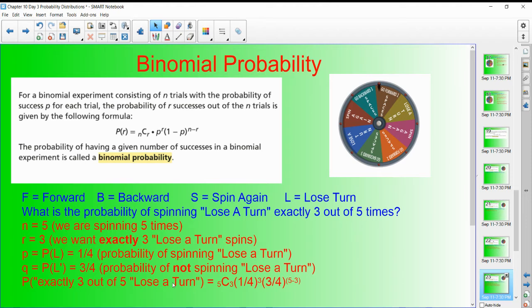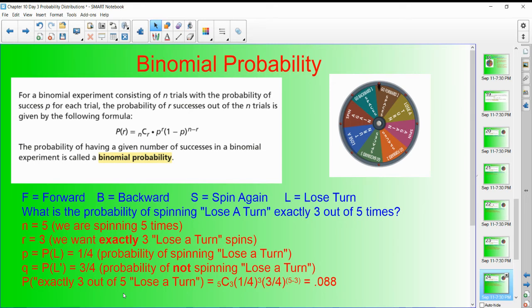And now we can utilize our formula. So 5C3, we have 5 spins and we want to choose 3 of them to be lose a turn. We want the lose a turn, which is 1/4, to happen 3 times, so 1/4 to the third power. And then we want 3/4 to the second power because we want to not lose a turn twice. So we can do 5 minus 3 or also do 2 here. And that gets us our 0.088, which was the same in the last one. But now we can just use the formula if it's binomial experiment. So we found the binomial probability of losing a turn exactly 3 out of 5 times.